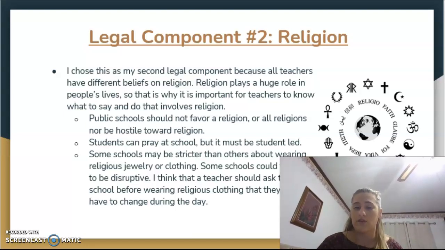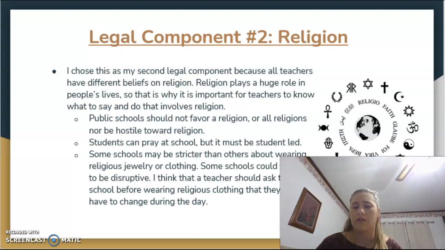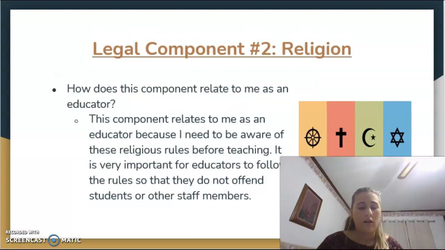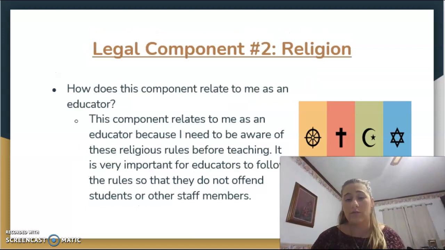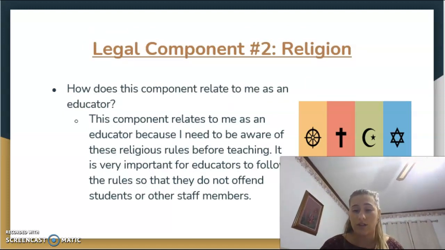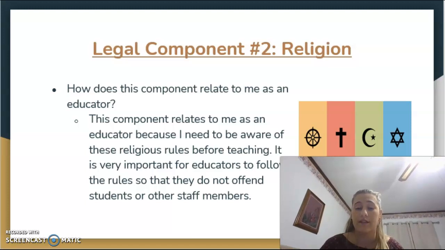Some schools could be strict about people wearing religious jewelry or clothing at their schools because they could find that to be disruptive. So I think teachers should ask schools before wearing religious clothing so they don't have to change during the day. This relates to me because I need to be aware of these religious rules before teaching. It's very important for educators to follow the rules so that they do not offend students or other staff members.